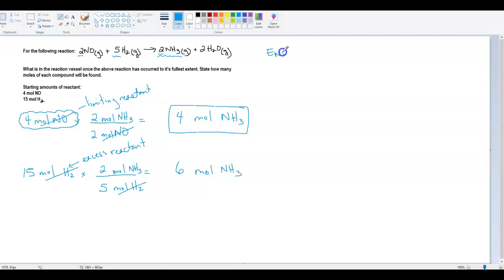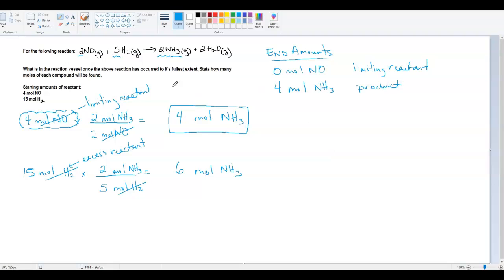End amounts. How about that? So the end amounts in our reaction vessel is, first of all, we're going to have 0 moles of our nitrogen monoxide because it is the limiting reactant, which means that all of it gets used. And if all of it gets used, then we also know that after the reaction takes place, we're going to have 4 moles of NH3 because that's the product.